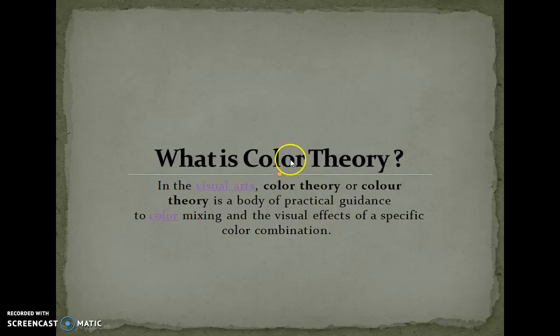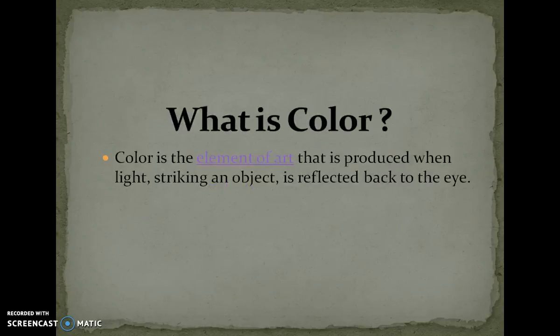Here we can see a word, which is color. So if you want to understand color theory, you have to know about color first. So let's see what color actually is. Color is the element of art that is produced when light striking an object is reflected back to the eye. That is color.